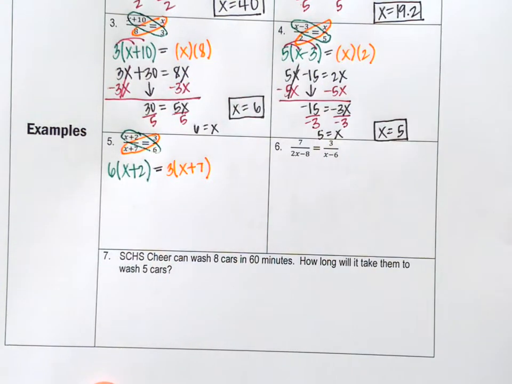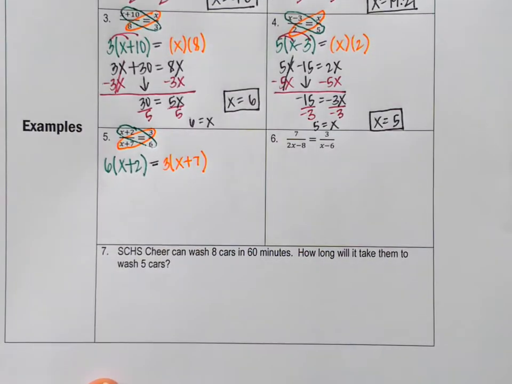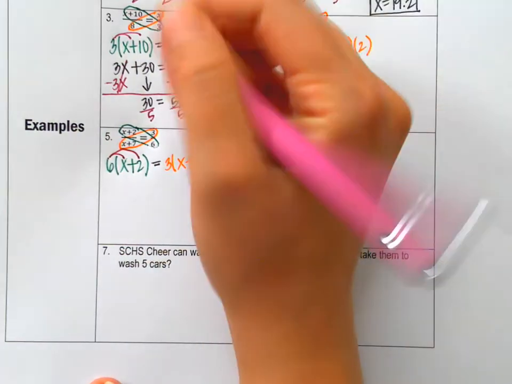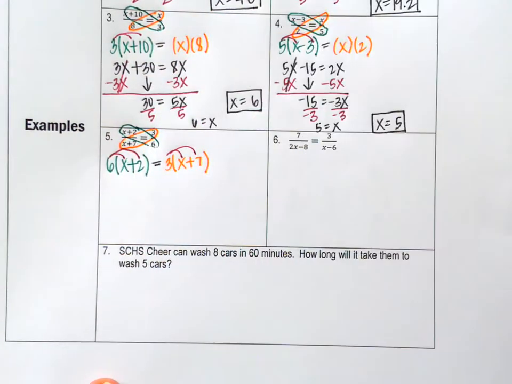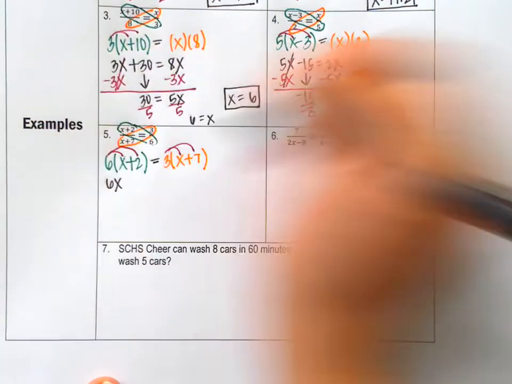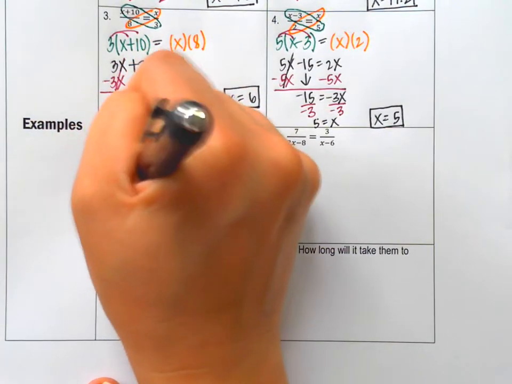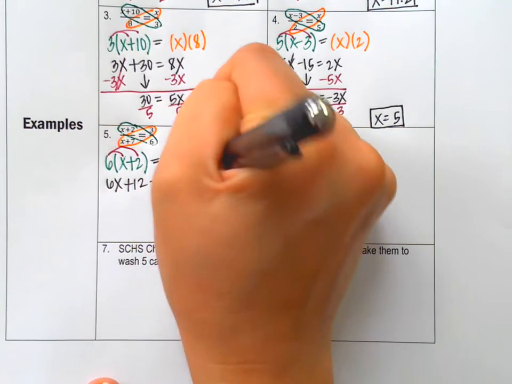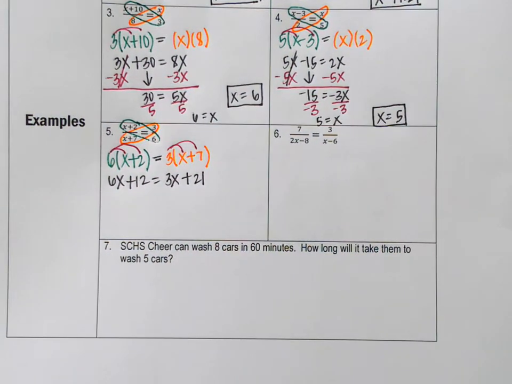So the only thing that's different here is we're going to have to distribute twice. So we have to distribute on the left-hand side and distribute on the right-hand side. So 6 times x and 6 times 2, and then I'm going to distribute the 3 to the x and the 7. So 6 times x is just 6x, and 6 times 2 is 12, equals 3x plus 21. Okay, so now that we've distributed, we can now just start to solve for x.